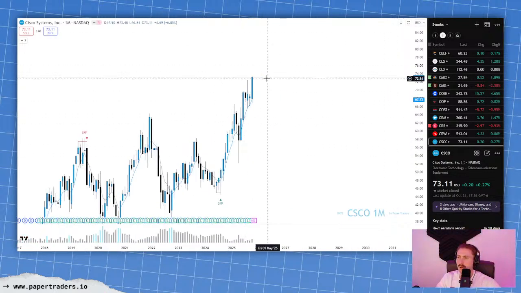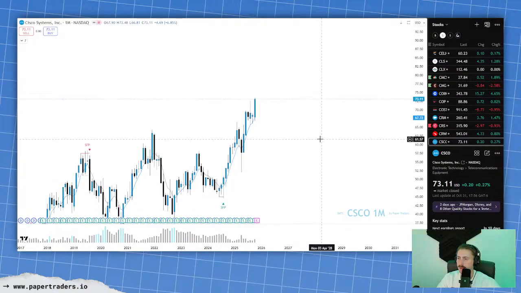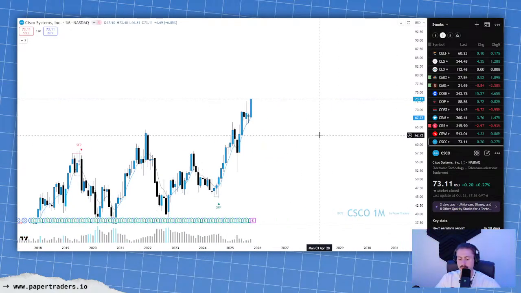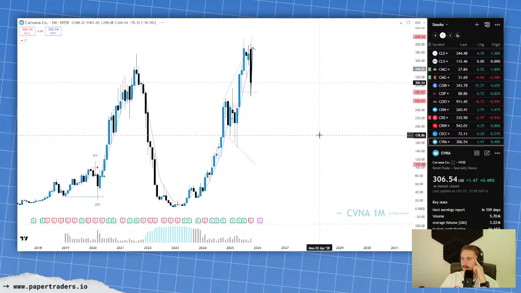Cisco. Also, just a small sweep above that monthly high. Still holding the 200. Could see a good continuation on this one as well. Cisco. Where are we at?